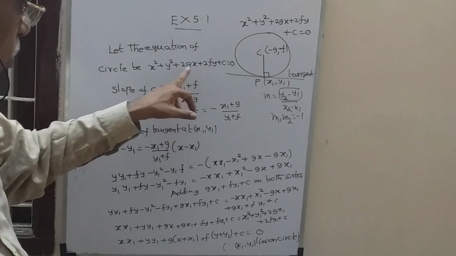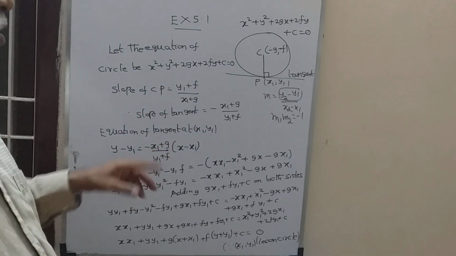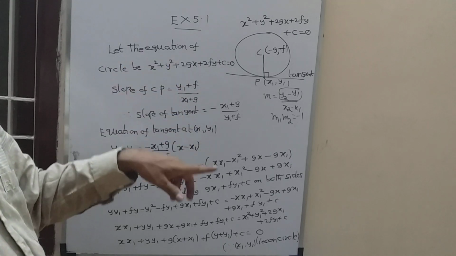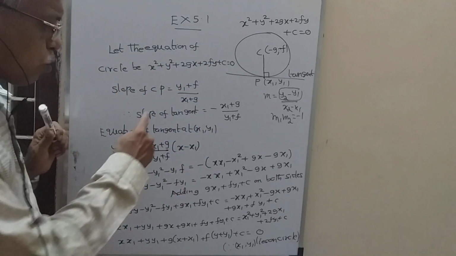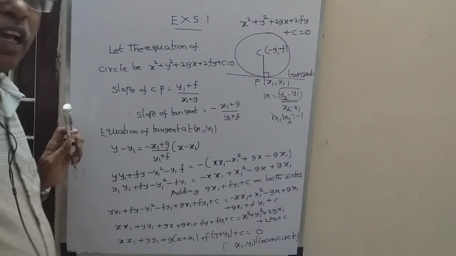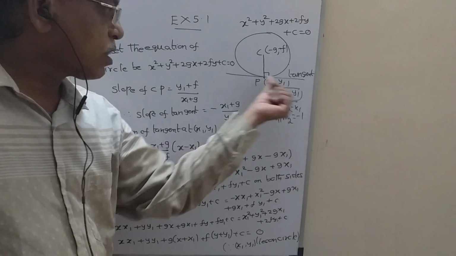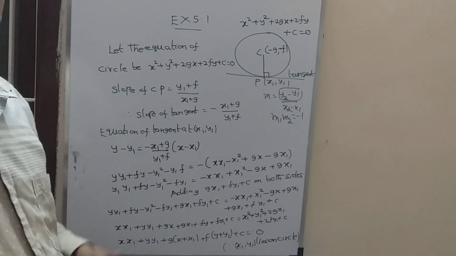So, what is the reciprocal of this one? x1 plus g by y1 plus f. The numerator becomes the denominator, the denominator becomes the numerator, plus becomes minus. So, we got the slope of the tangent. That means the slope of this tangent line. And we know a point on the line also. So, can't you use slope point form?